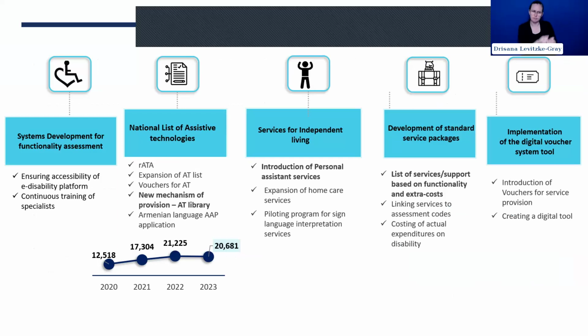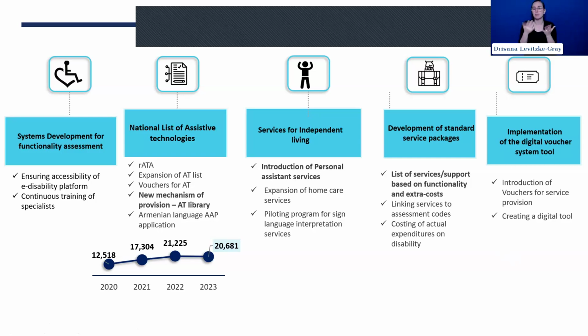Simultaneously, in parallel with the development of the disability assessment, there are other components going in parallel. First of all is expansion of the national list of assistive technology. Currently, not all assistive technology is linked with the disability status. So children can receive AT if they need, regardless of the disability status. We're also trying to introduce new mechanisms of provision of AT, such as AT lending or the AT library concept. You can also see that the funding for the AT was increased during the last years.